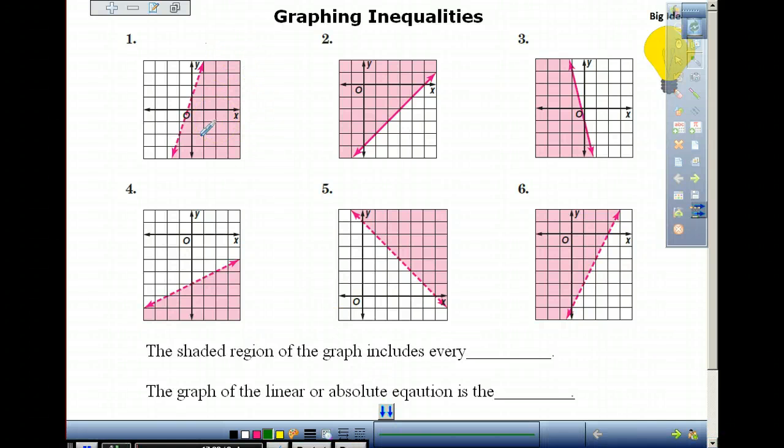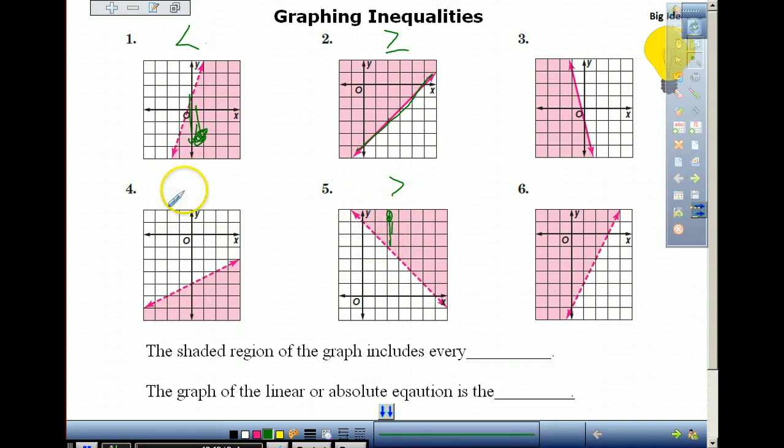Real quick, let's use your chart just to remember. Number 1, what symbol would that be? Dotted line, shaded down, right? Go straight down, shaded below. So that's less than. Okay, number 2. Greater than. Yeah, solid line. Solid line. Okay. Number 5. Greater than? Yeah, because it goes straight up. That's where it's shaded, so it's greater than.